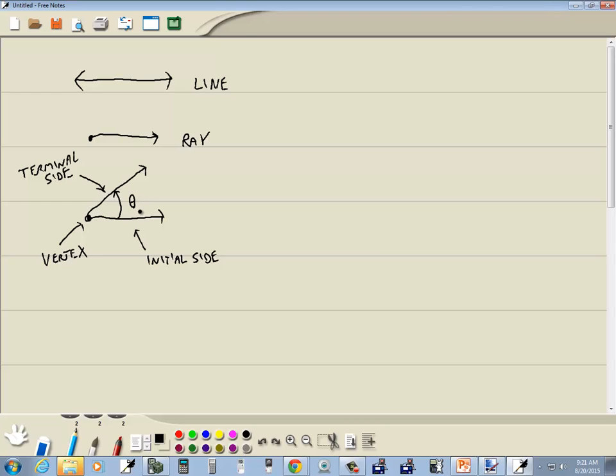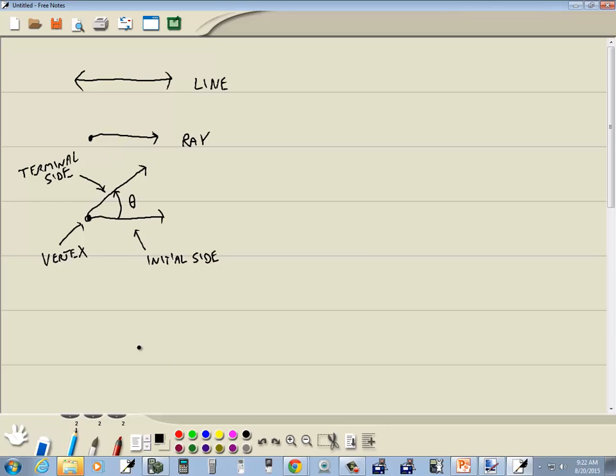Now in various problems you may see them refer to the terminal side, initial side occasionally, vertex every once in a while. Some of these definitions are more important than the others. Ray, you probably won't see that definition used a lot, but you'll see terminal side referred to. This again forms an angle.